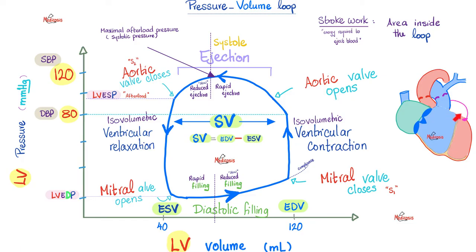After this, the mitral valve will close so that when the ventricle contracts, blood does not flow back from the left ventricle to the left atrium. And when a valve closes, it gives you a sound. Mitral valve closure gives us S1.